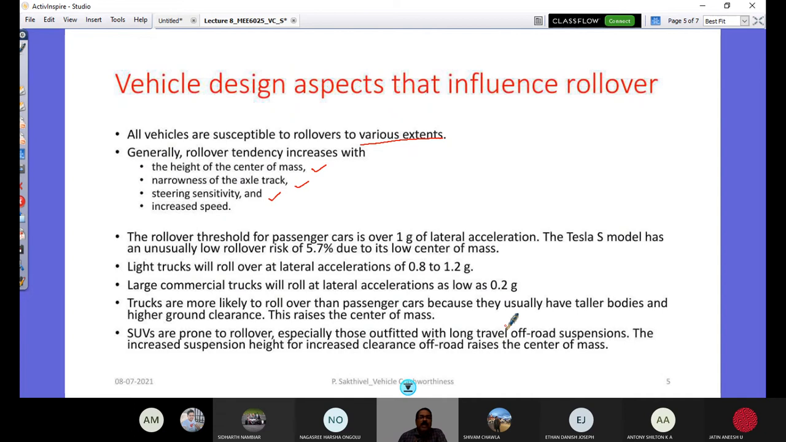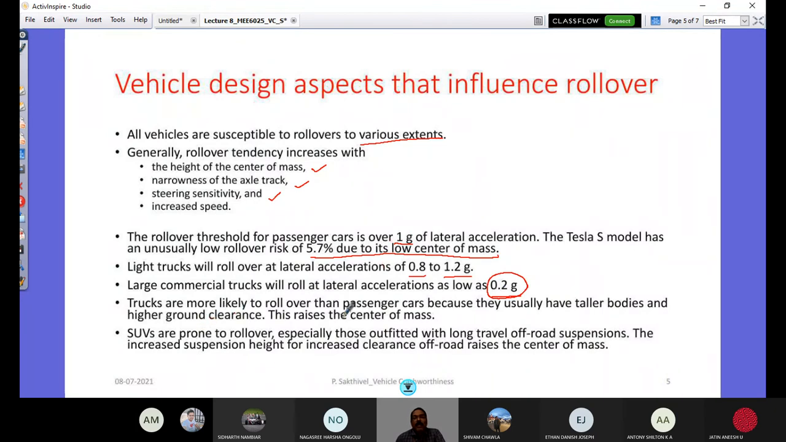So these are some of the values with regard to class of vehicles. The rollover threshold of a passenger car is over 1G of lateral acceleration. The Tesla S model has an unusually low rollover risk of 5.7% due to its low center of mass. Light trucks will roll over at a lateral acceleration of 0.8 to 1.2 Gs. Large commercial trucks will roll at lateral acceleration as low as 0.2 Gs. See, look at this small value compared to a passenger car.